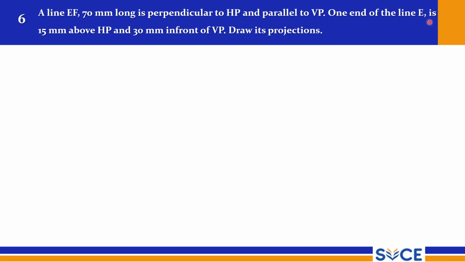One end of the line, E, is 15 mm above HP and 30 mm in front of VP. So the first point E is lying at 15 mm above HP and 30 mm in front of VP. Draw its projections. Projections are nothing but the top view and front view. It is perpendicular to HP and parallel to VP. So first you underline that and start the problem.